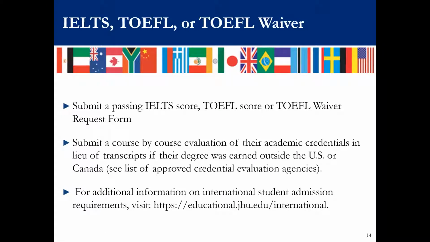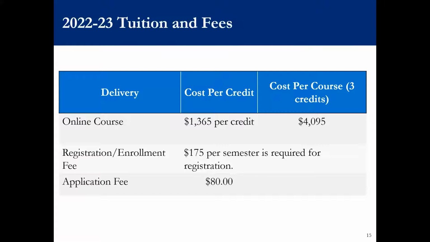There are a few additional steps you need to take to complete the application process if you're an international student. You must submit a TOEFL or IELTS score, and if your degree was completed outside of the U.S., you will need to complete a course-by-course evaluation. Additional information can be found on the school's website.